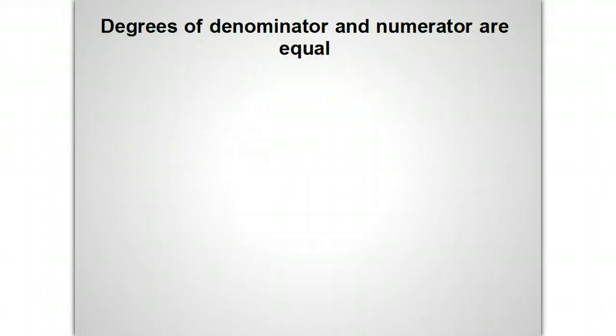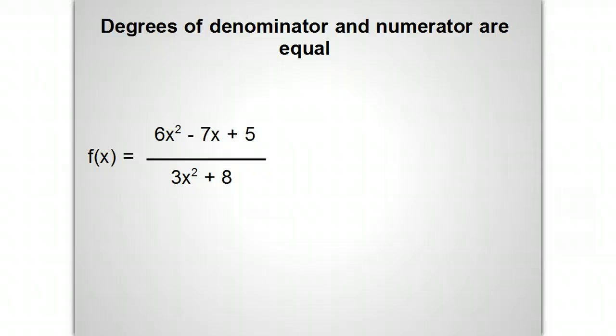Get back to where we were. Here we go. And the last scenario is when the degrees of the numerator and the denominator are equal. So let's look at one of those: 6x squared minus 7x plus 5 divided by 3x squared plus 8. Notice it's a rational function. We've got a polynomial divided by a polynomial. And we're concerned about end behavior again, just trying to keep us on track.